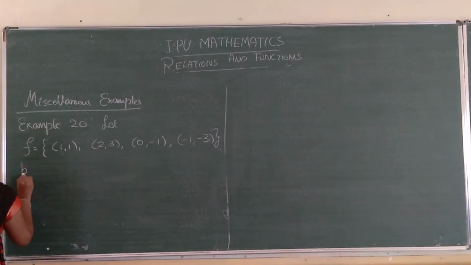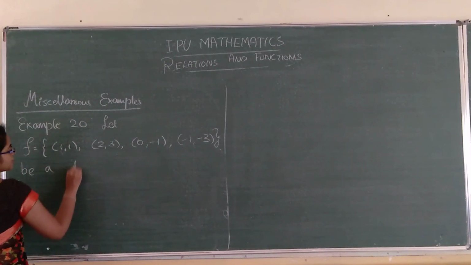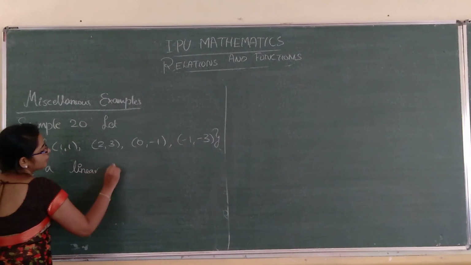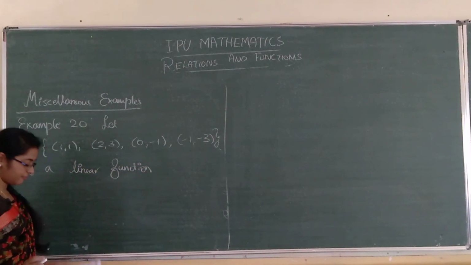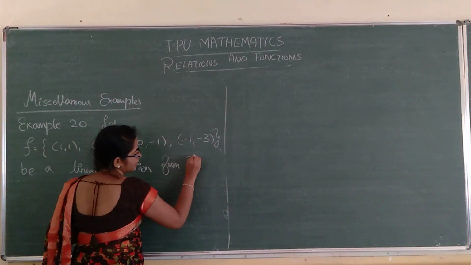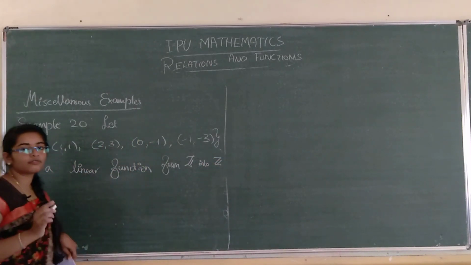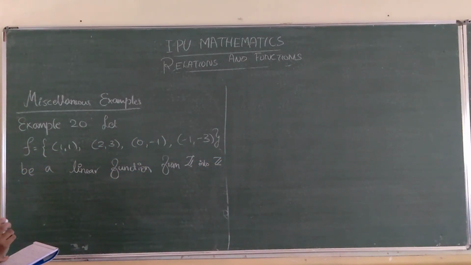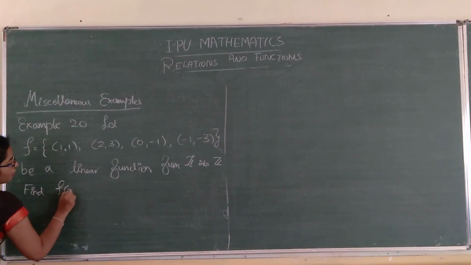Let f be a linear function from Z into Z, where Z is the set of all integers. Find f of x.